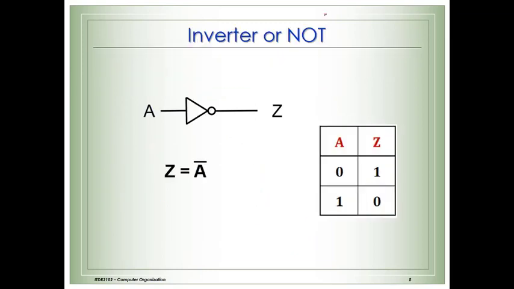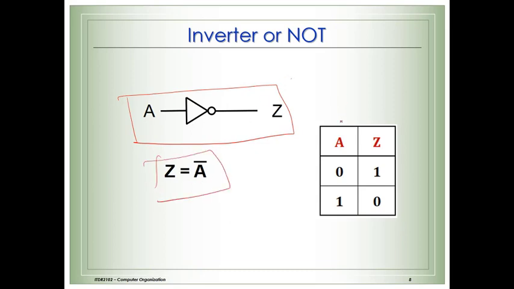The next one is the inverter, or NOT gate. This is the graphical symbol for NOT or inverter, as we discussed earlier. Here this is the input, this is the output. The output is always the inverse of the input. If the input is 0, the output is 1; if the input is 1, the output is 0. This is your graphical representation, this is your algebraic function, and this is your truth table.